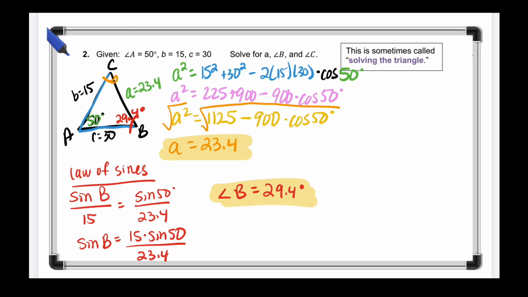All right, so now we've got 29.4 degrees. And in order to find angle C now, we can take 180 minus 50 minus 29.4, and angle C is going to equal 100.6. So now you have all three angles and all three sides.